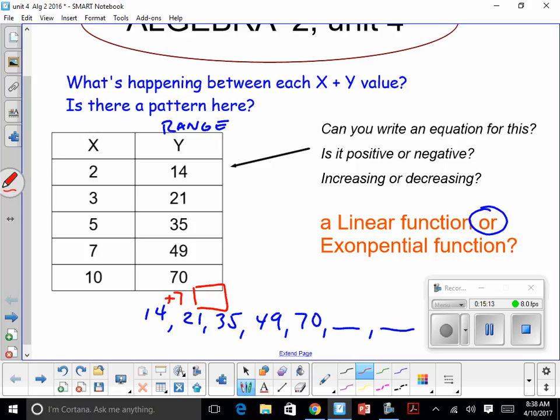Going to be a 28. Someone do me a favor, do 35 minus 21. Let me see what that is. 14. And then let's try this. I wonder if the pattern's going to hold. Do 49 minus 35. It's 14.